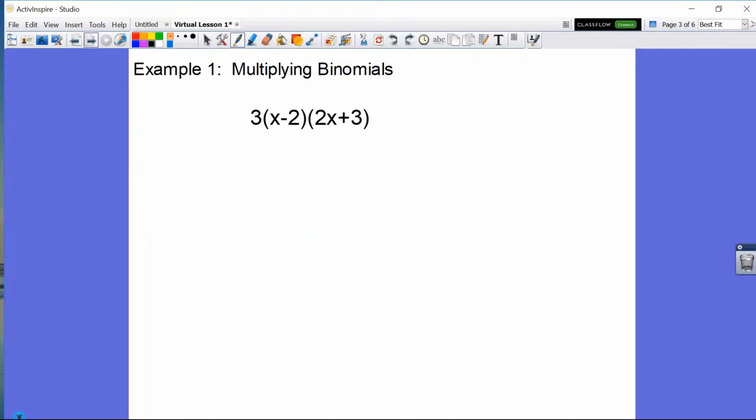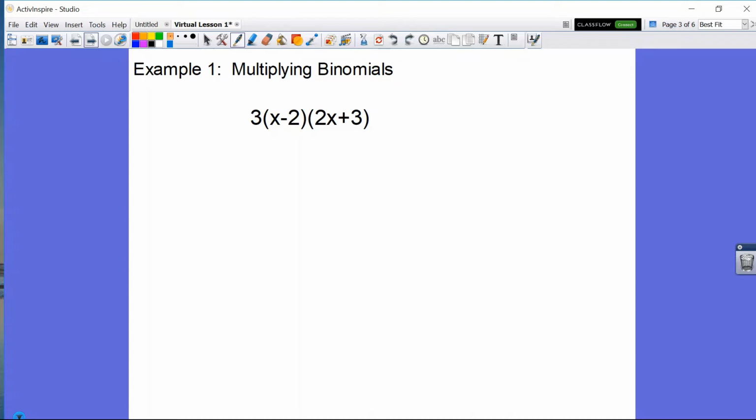Alright, let's get started. The first thing that we learned in this unit was how to multiply binomials together, and our answers were always going to give us a quadratic. When we factored quadratics, this is how we could check to make sure that our answers were correct. What we're going to do right now is try this example together. So I have 3 times x minus 2 times 2x plus 3.